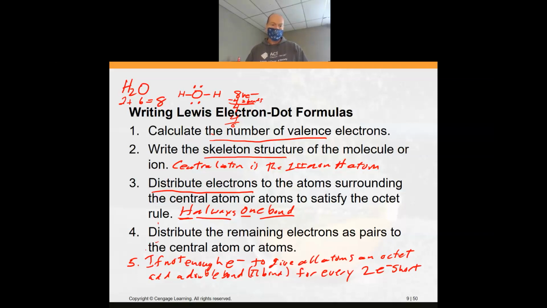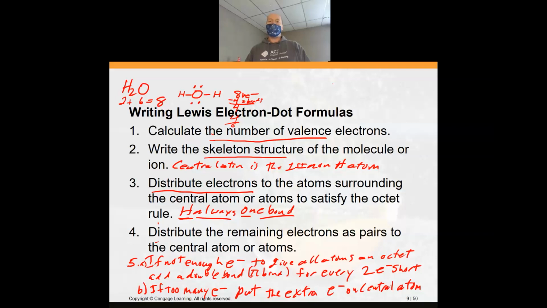The other choice, you can put that as like 5A and 5B. If there's too many electrons, you put the extra electrons on the central atom. So it's a lot easier when there's too many. You just put the extra ones on your central atom.